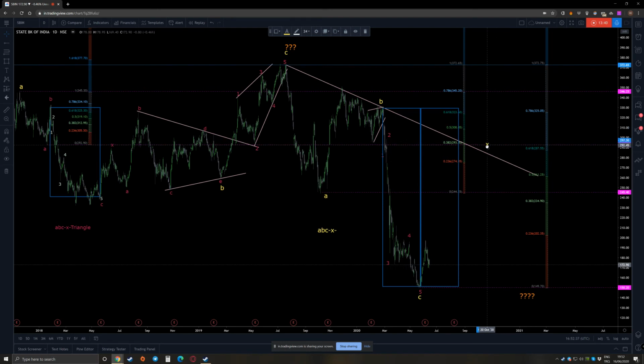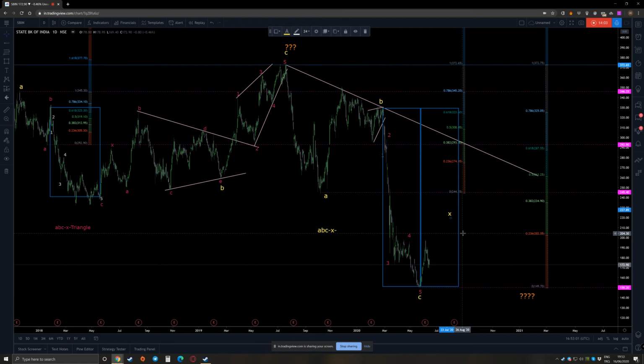Okay. If this correction, this X wave, ends on top of 618, so it goes more than 618, it means that I will have an ABC with a large X wave. If it doesn't do that, and if it ends somewhere around here or something like this, it means that I have a complex correction with a small X wave.